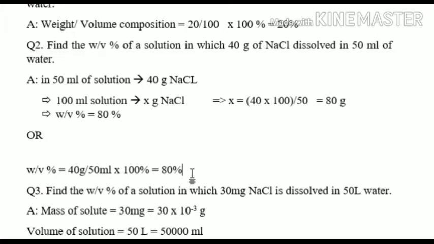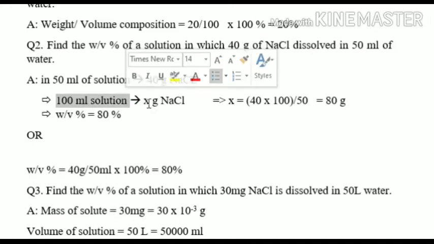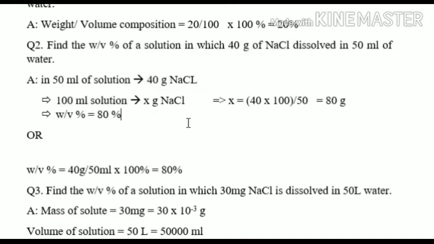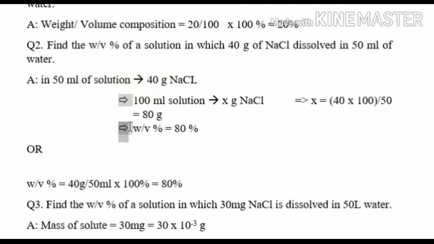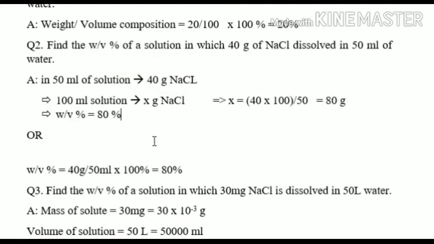Instead of doing it in this manner, I can also do it in another manner. Weight by volume percentage means how many grams of solute are in 100 ml of solution. If 50 ml solution has 40 gram NaCl, then how many grams of NaCl will be in 100 ml solution? 80 gram. That means 80 gram solute is present in 100 ml solution, so weight by volume is 80%.